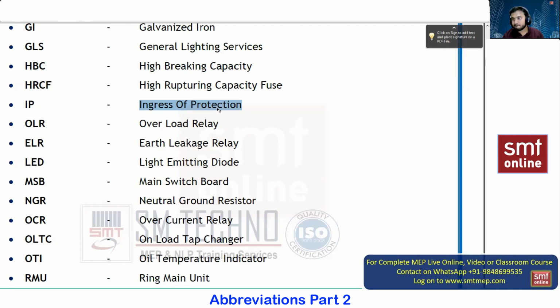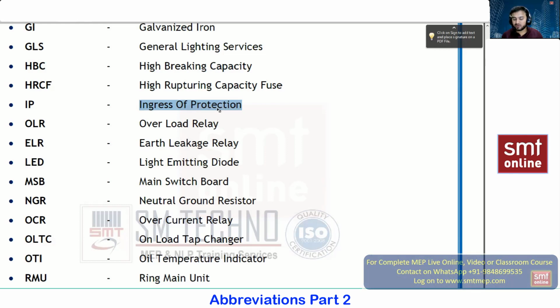Sir, usually this IP is specified by a number, IP 45, 50, 55, and it can be more than 65. What does this number 55 represent actually? It represents the insulation level of your device.